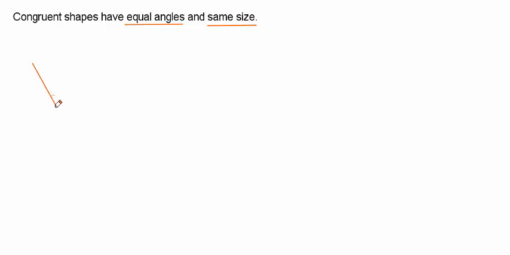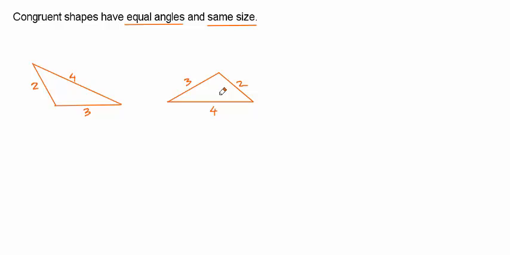So if we have a triangle that's, let's say, 2 units on one side, 3 units on another side, and perhaps 4 units on the third side, you need another triangle with exactly the same side lengths, 2, 3 and 4, to say that the two triangles are congruent.